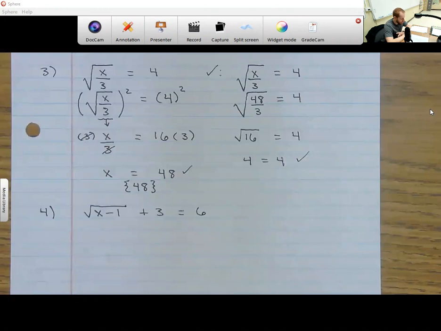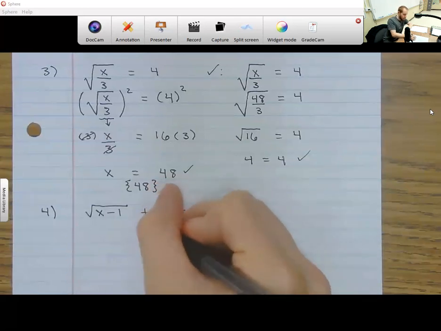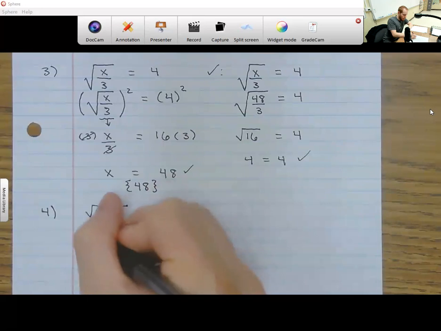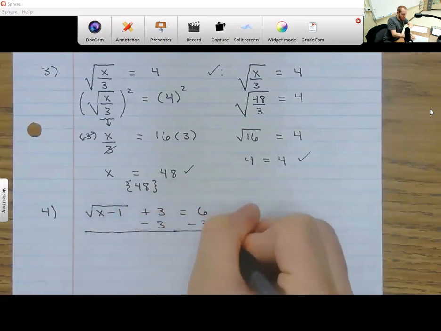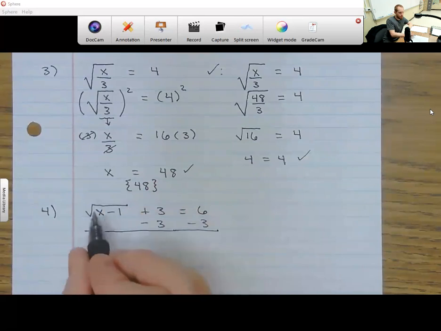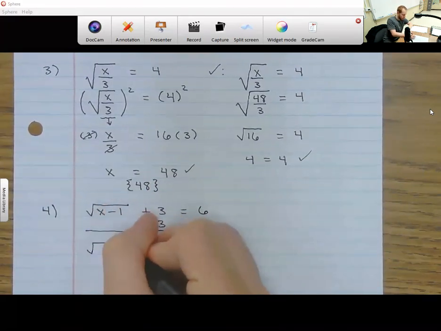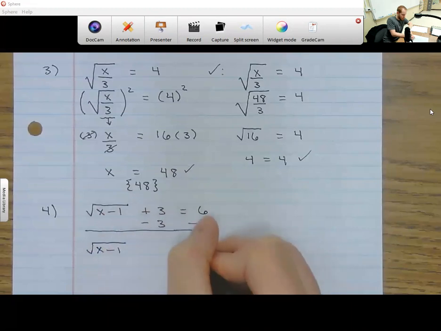So the first thing I have to do is I have to do what? Well, before I square both sides, which you think is what I'm going to do, I've got this plus 3 in the way, right? That's going to make it very difficult to square both sides if I still have this plus 3 right here. So I've got to get rid of it. I'm going to subtract 3 from both sides. That's what I'm going to do first. That way, the only thing I have on the left side at this point is going to be the square root of x minus 1. And it's going to be equal to 6 minus 3, that's 3.